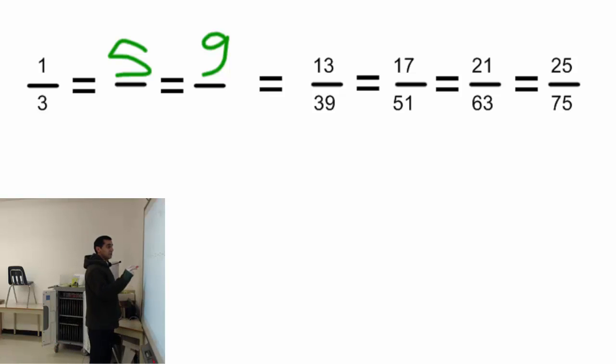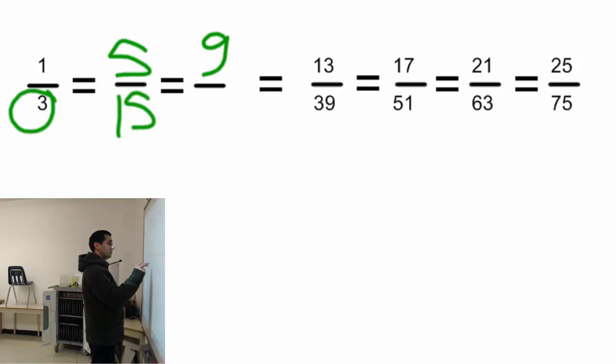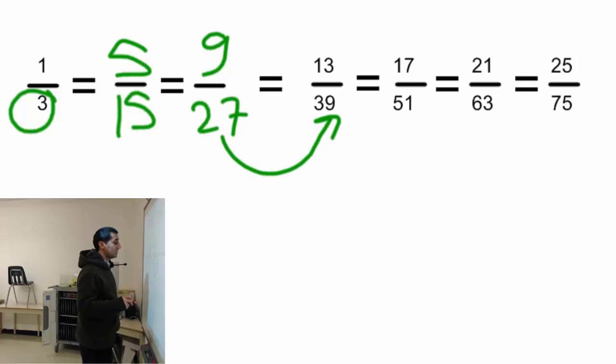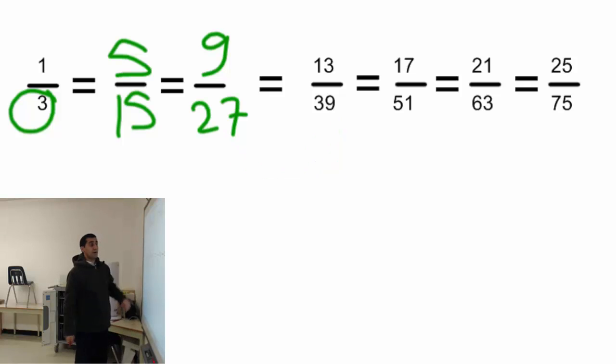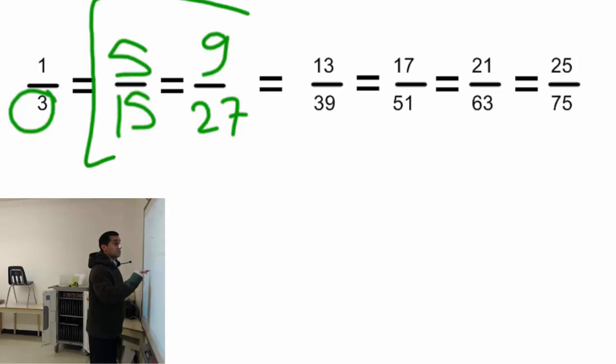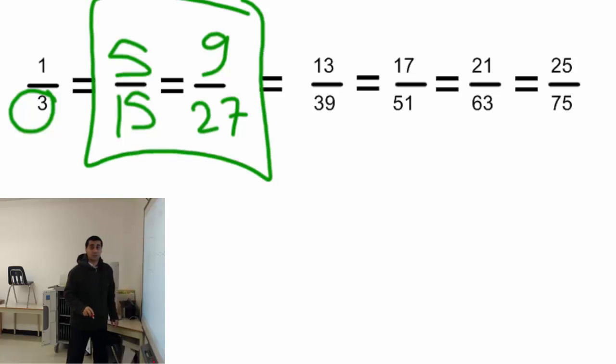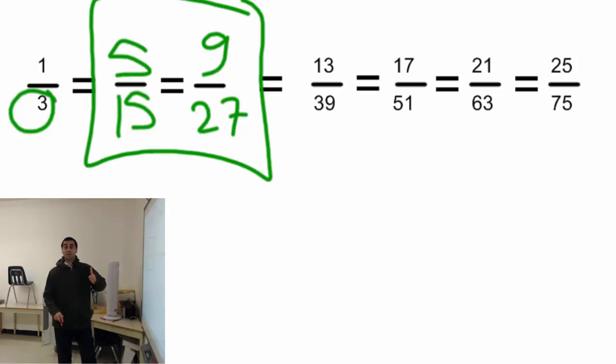How about here? That's 3. I'm going to add 12. That will give me 15. I'm going to add another 12 to that. That will give me 27. Let's just make sure, if we add 12 more, are we getting that? 39. Yes, we are getting that. So I am pretty sure this is the answer to the question. Let's practice.